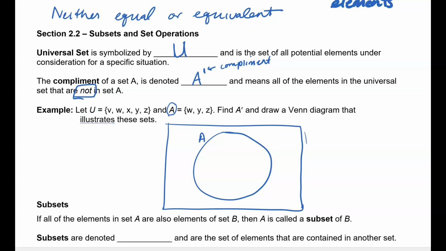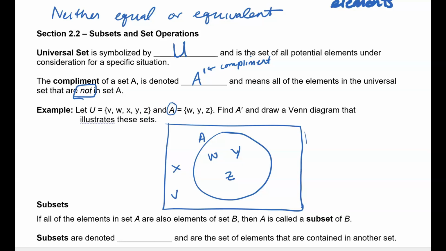In this case, we only have A. So if A has W, Y, and Z in it, we want to put those inside the circle. If the universal set has V, W, X, Y, Z, anything that it has that's not in A, we want to put on the outside of the circle. So V is not inside of A, so I can put it anywhere I want outside the circle. W is in A, so that's covered. X is not, so I'm going to put X on the outside. Y is in A, and Z is in A.